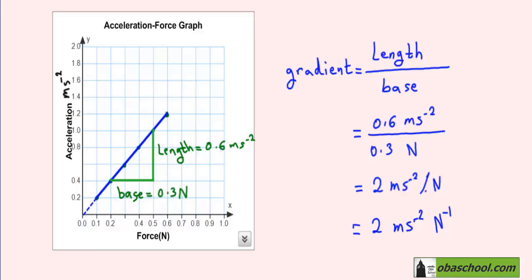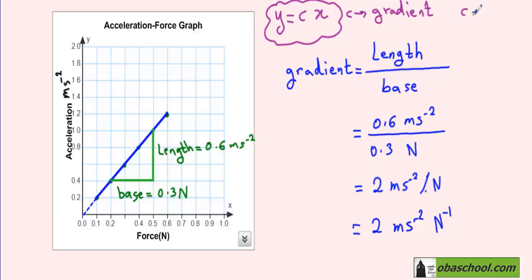Notice that the straight line passes through the origin. So any graph like this goes back to the rule, which is y equals cx, where y is any number on the y-axis and x is any number on the x-axis, and c is the constant number, which is the gradient or slope. So c is y over x. And that is how we found the gradient or the slope.